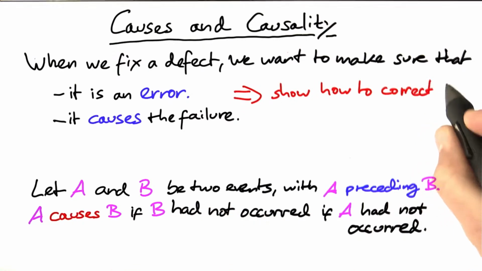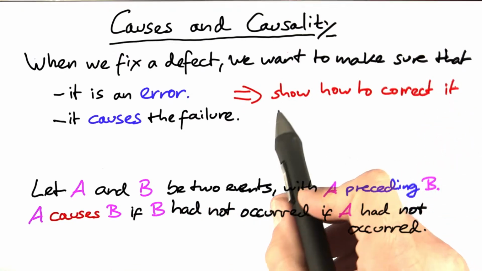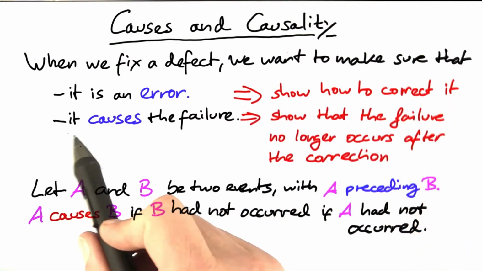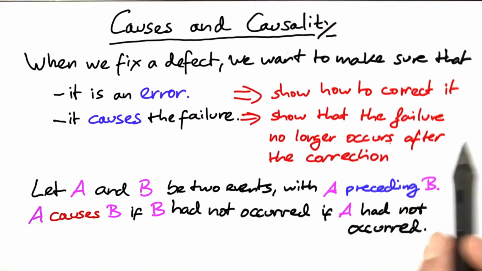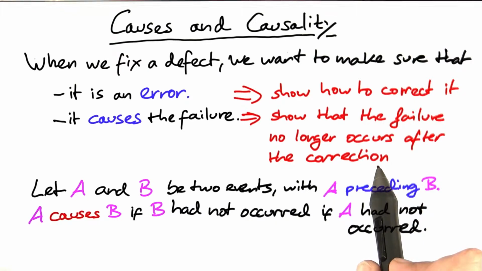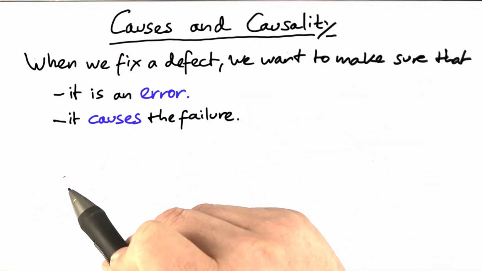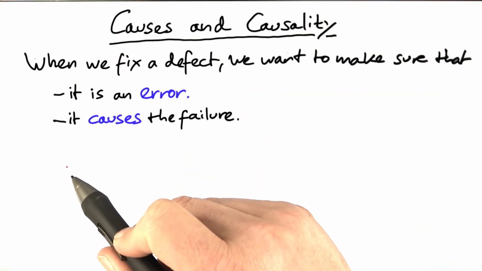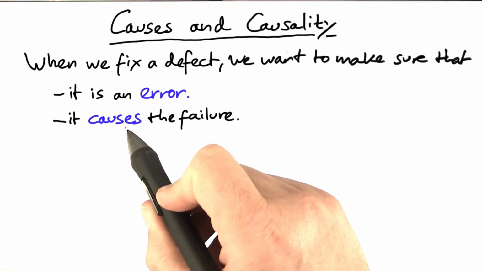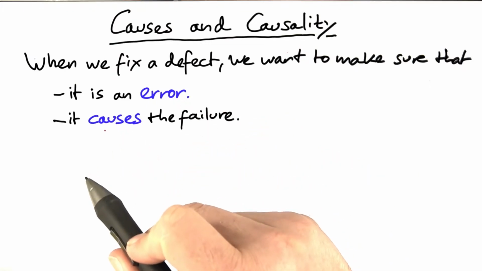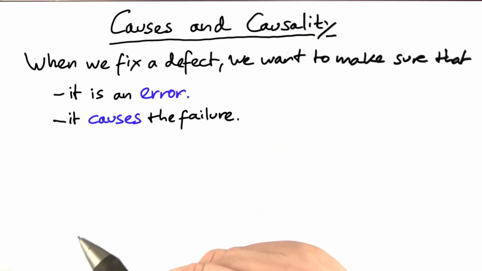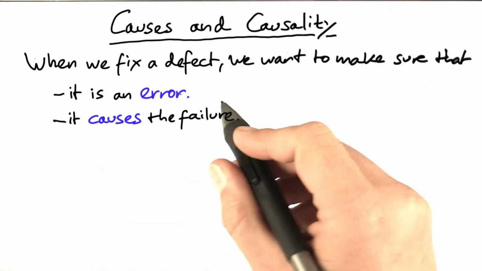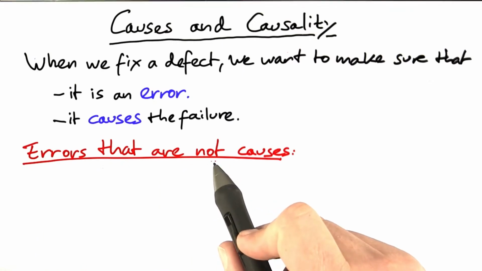In order to make sure that the defect is an error, we must show how to correct it. And to show that the defect causes the failure, we must show that the failure no longer occurs after we have changed it. It is important to show both that a defect is an error and a cause in order to avoid situations in which a defect only is an error but does not cause the failure, or that something causes the failure but is not an error. Let's look at these. First, you can have an error that's not a cause.